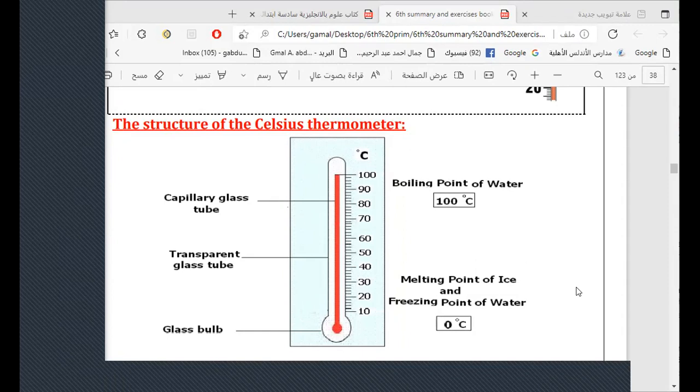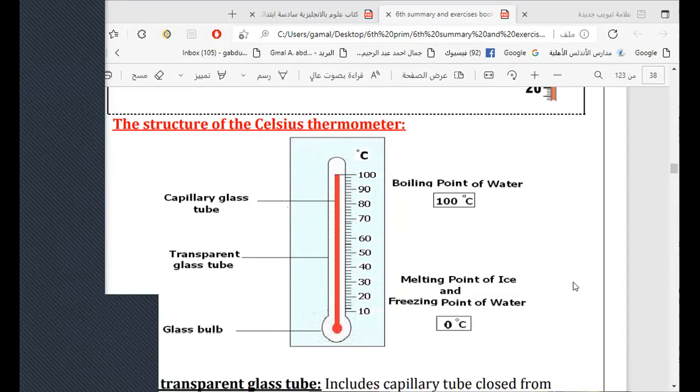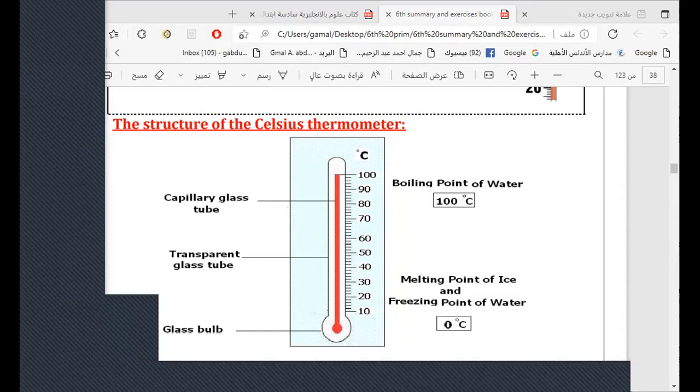Mr., if the water exceeds 100 degrees Fahrenheit, will it evaporate? Yes, my son. Excellent. Now we are going to the scale. The scale starts from 0 and ends at 100.